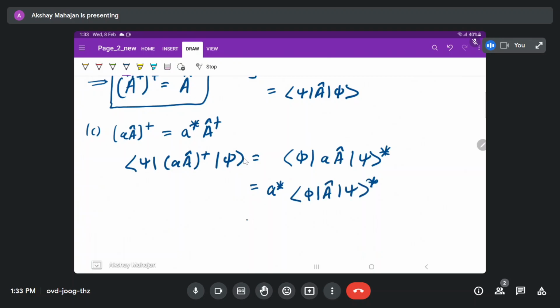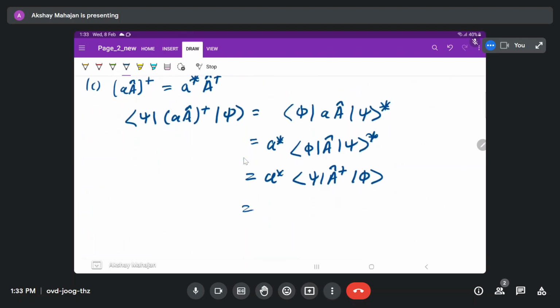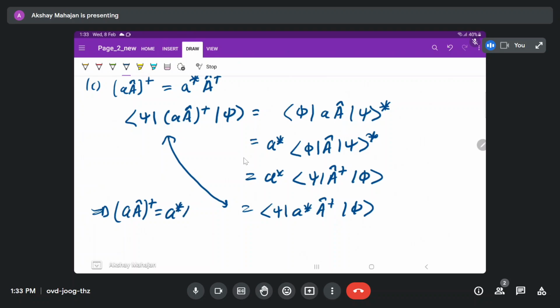We will have star. Again, using the same identity, we can write this as psi a cap adjoint phi, and we can bring back the scalar. We will have psi a star a dagger phi, and now you can compare these two. By comparing these two, what we get is a cap whole adjoint is equal to a star a cap adjoint. So this is our third identity.